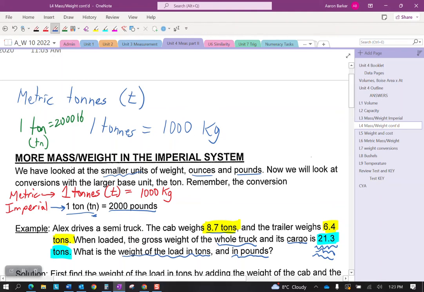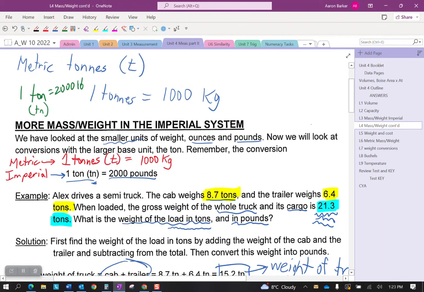And the reason why you need to know both is because you'll report differently for different items. Right? When the police stop you, you might give it in tons. They may ask you in pounds. You have to know both. Is it a small truck or a big truck? That kind of thing too. So that's why we're working on this stuff.